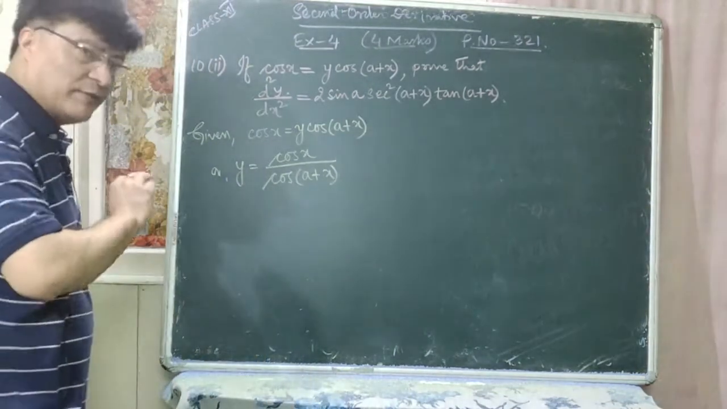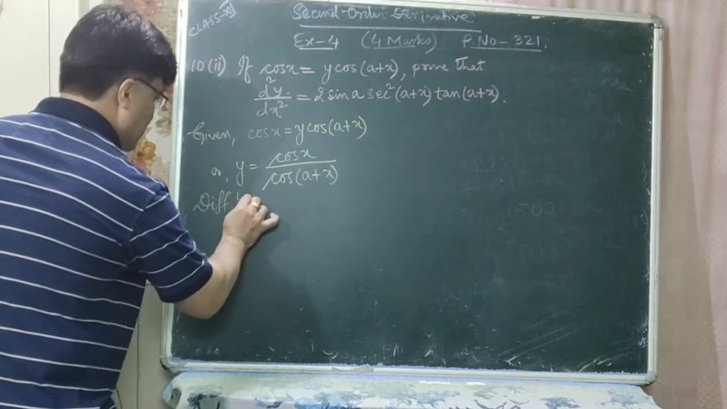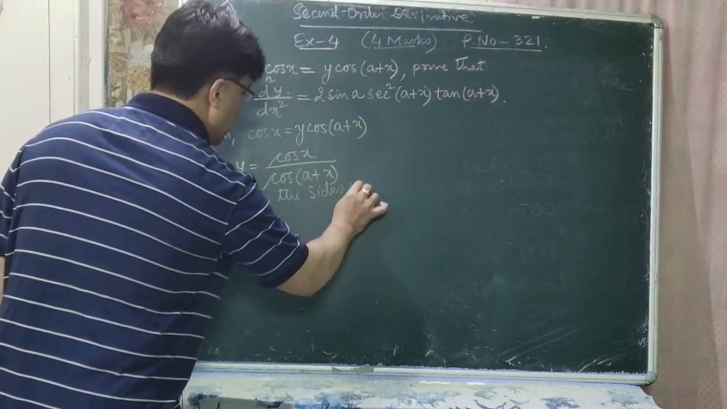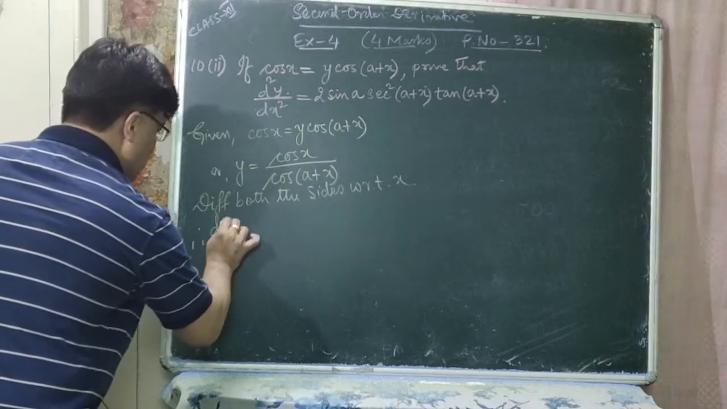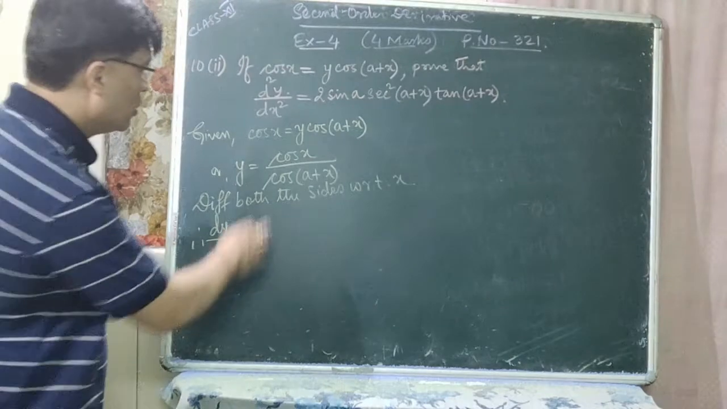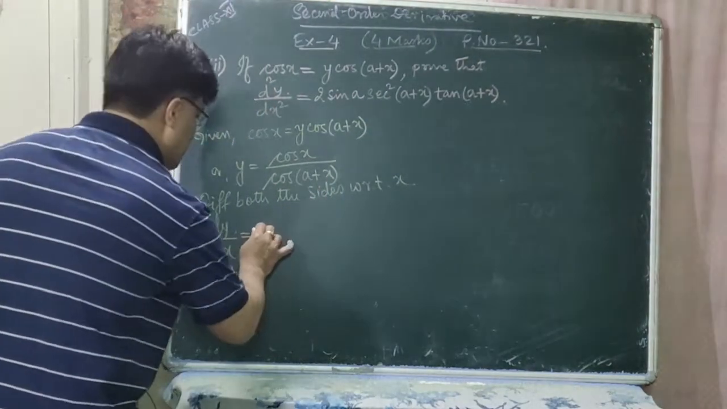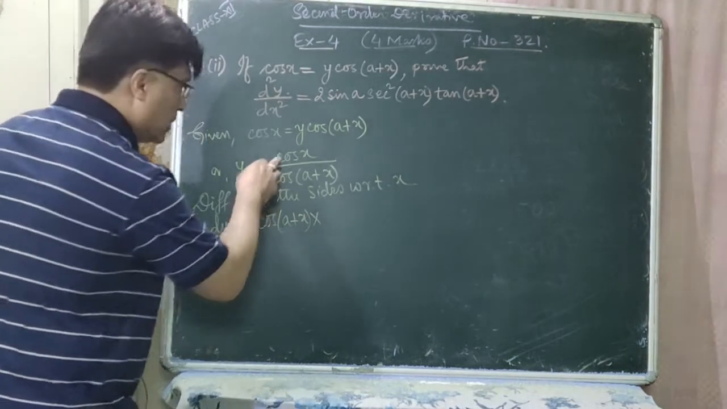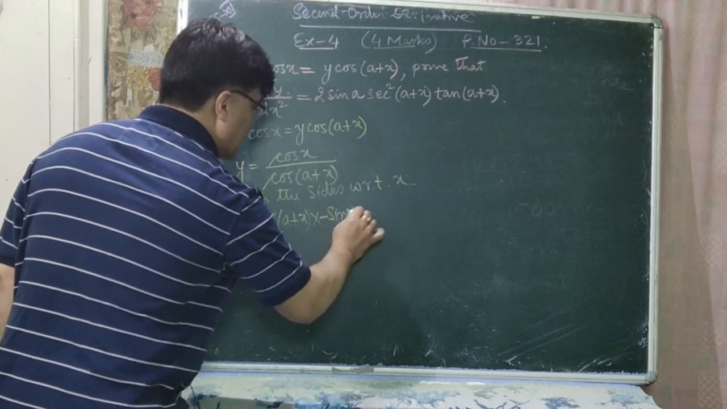That means you differentiate both the sides with respect to x. So differentiating both the sides with respect to x. So this is your dy by dx. You can use the u by v rule here, you know that, isn't it? So the denominator remains the same, that is cos of (a plus x) into, now differentiate the numerator with respect to x. It is minus sine x.